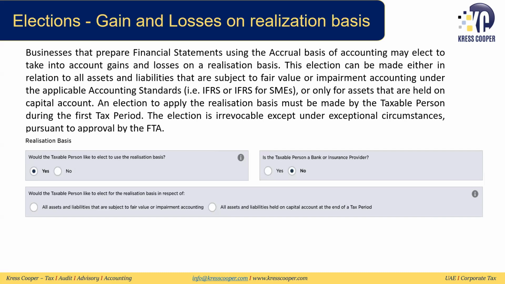If you are choosing to go for the realization basis, the first thing is that if you are doing the accrual basis of accounting, then this election will come up. And if you want to go for the realization basis for accounting for the gains and losses, then it will ask you whether you want to go for all assets and liabilities that are subject to fair value and or impairment accounting, or all assets and liabilities that are held on capital account. So this you will have to check.